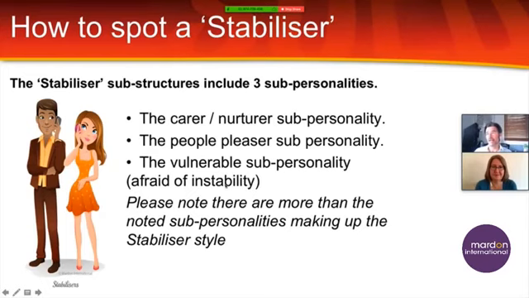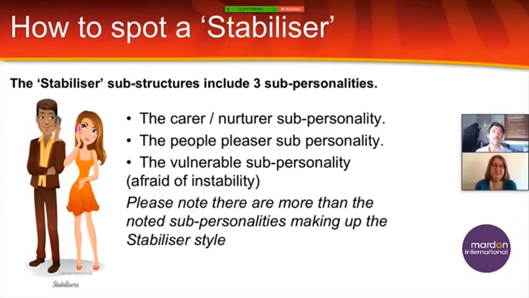As Georgina said, these subpersonality styles are made up of many different subpersonalities, but the three very noticeable subpersonalities in the stabilizer are the carer nurturer subpersonality. This is why, from a career perspective, stabilizers are usually very good as nurses, as counselors, as beauty therapists, as anything to do with caring for people.